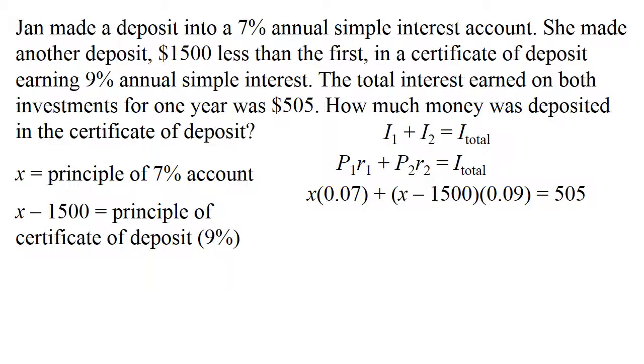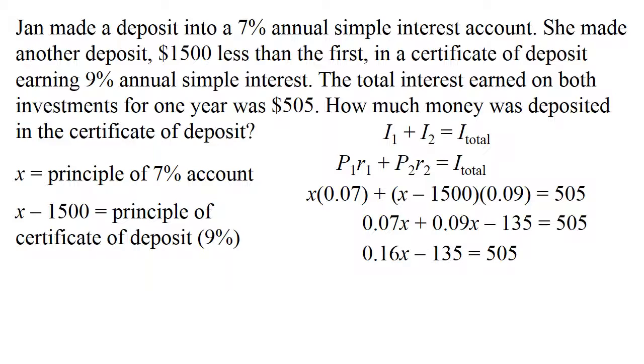Now we're just going to work this problem out. So 0.07 times x is 0.07x. We're going to take that 0.09 and distribute it. It's called right-hand distribution if it's coming in from the right hand. That times x, and then that times 1500, and we get this. 0.07x plus 0.09x minus 135 equals 505. Simplifying the left-hand side of the equation, notice those two x terms are just adding, so we're just going to add them together. Get 0.16x minus 135 equals 505.